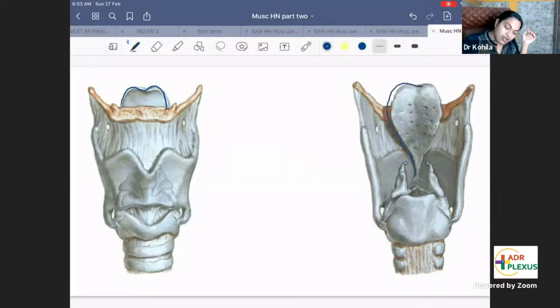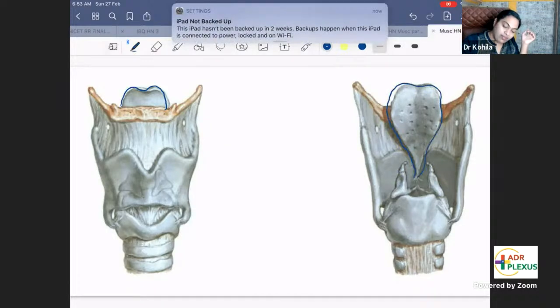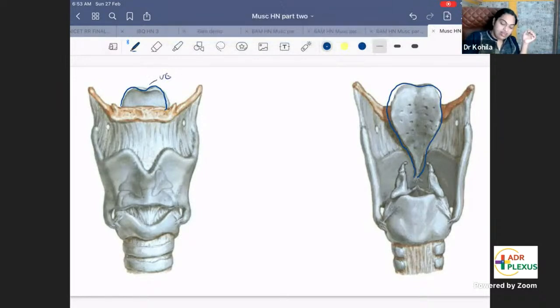Larynx is very important, no guys? Okay, yeah. So epiglottis, you see it has an upper end, lower end attached to the thyroid angle. This is the anterior surface of it. This is the posterior surface of it, and two lateral margins.